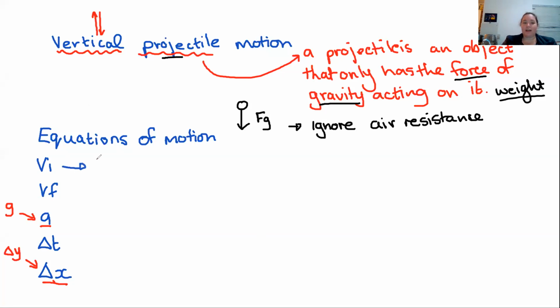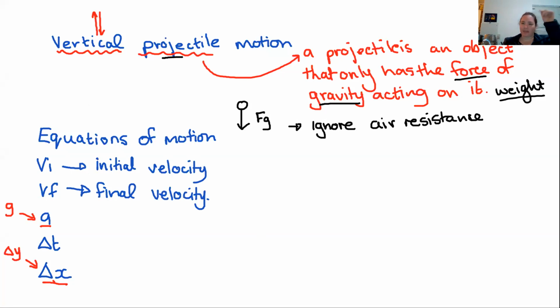So VI is your initial velocity. VF is your final velocity. And when we talk about initial and final, we're talking about a portion of a motion. Initial means the beginning of the bit that I care about, and final means the end of the bit that I care about.